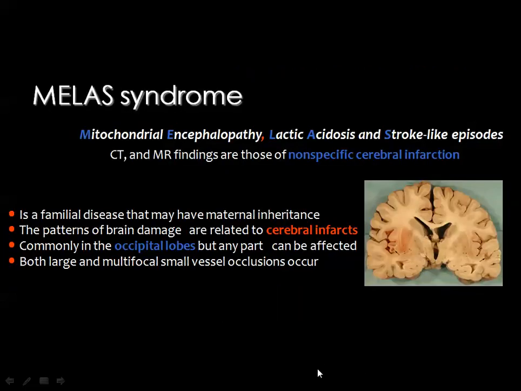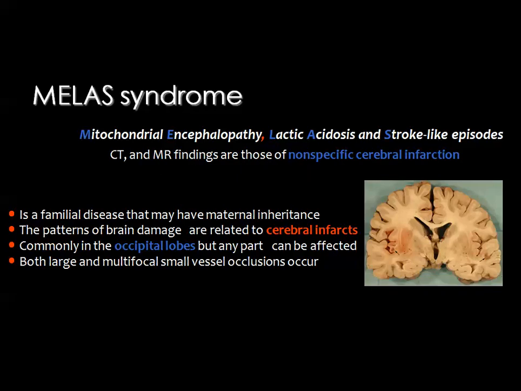Then we came to the MELAS syndrome, which is the abbreviation of mitochondrial encephalopathy, lactic acidosis, and stroke-like episodes. This is a familial disease, and the main abnormality in this disease is the presence of cerebral infarction. And there is always a debate about whether these cerebral infarctions are due to ischemia or due to this metabolic abnormality. But the CT and MRI findings are non-specific.